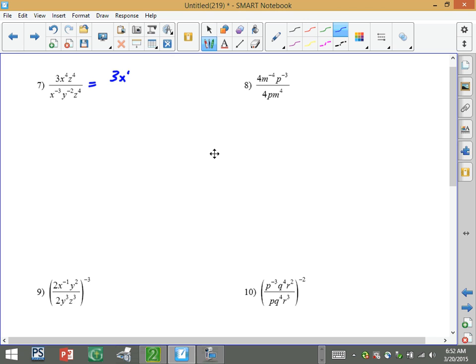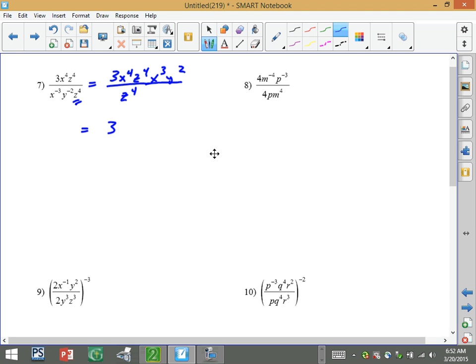The x to the 4th, the z to the 4th, and the 3 all stay in the numerator. You're still going to keep that z to the 4th in the denominator, but we're going to move an x to the 3rd and a y squared to the numerator. Now we start cleaning some of this stuff up.